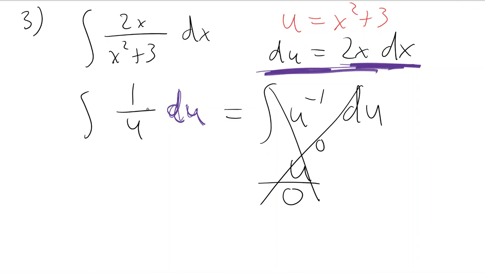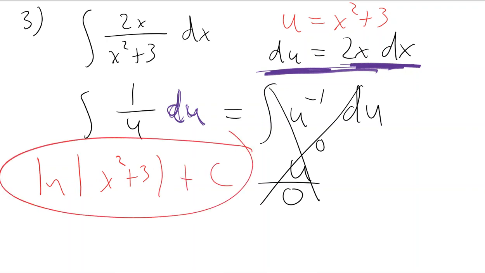What's the thing that we can take the derivative of to get something that looks like this? Natural log. Right. And that's the whole purpose of natural log. It's not that we just like to use it and we don't really need it. We need it for this situation. It does not fit power rule. So natural log, absolute value of u plus c, and then plug your u back in.